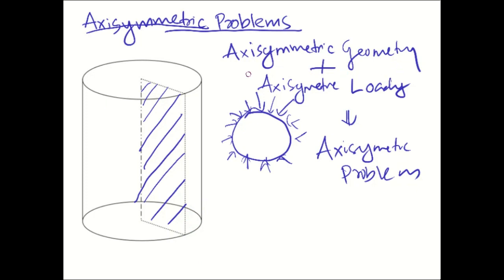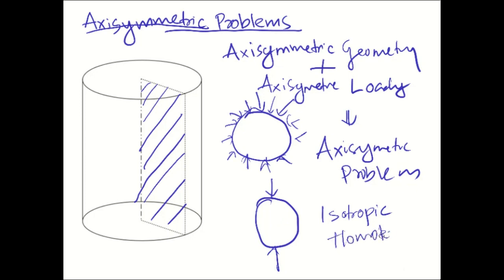So for a problem to be axisymmetric, the loading and geometry both should be symmetric about an axis. If we have this body but the loading is not symmetric about the same axis, the problem is not axisymmetric. So this is the condition for an axisymmetric problem. One more condition is that the body should be isotropic and homogeneous. It is about the material of the body.